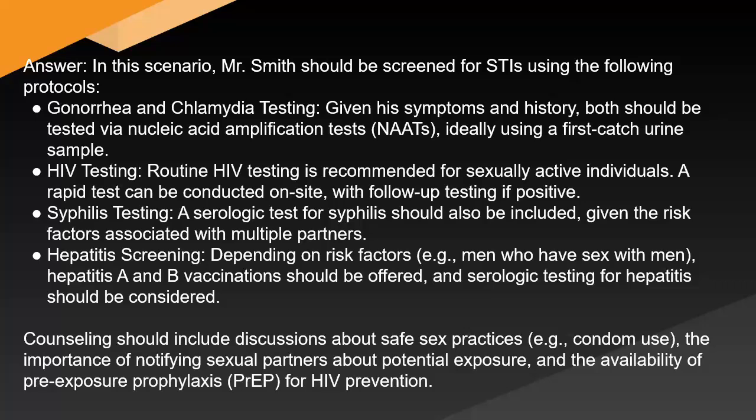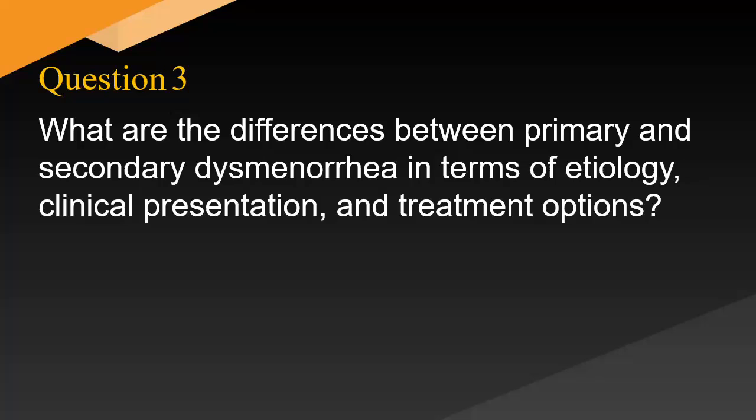Men who have sex with men, hepatitis A and B vaccinations should be offered, and serologic testing for hepatitis should be considered. Counseling should include discussions about safe sex practices. Condom use, the importance of notifying sexual partners about potential exposure, and the availability of pre-exposure prophylaxis, PrEP, for HIV prevention. What are the differences between primary and secondary dysmenorrhea in terms of etiology, clinical presentation, and treatment options?